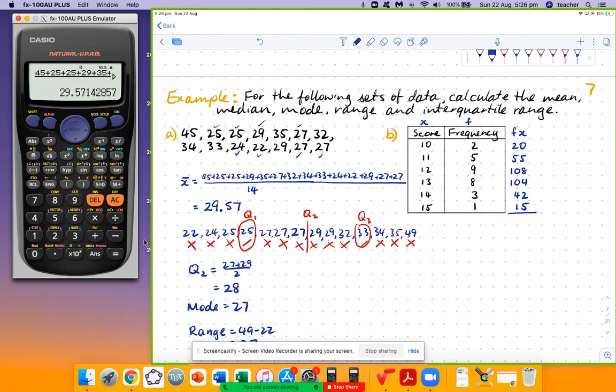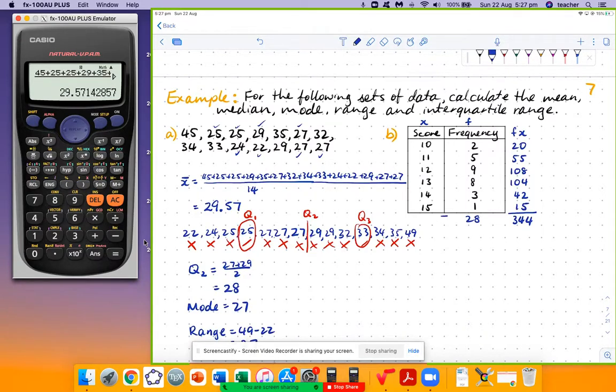So if I wanted to add up all of the scores, all I need to do is add up those columns. I'm going to use my own calculator instead of the computer calculator because it takes so long to type in. Okay, so 55, 108, 104, 42, and 15, and we get 344. What we're also going to do is add up our frequency because that tells us how many scores we've got. So 2 plus 5 plus 9, 8, 3, and 1 gives us 28.